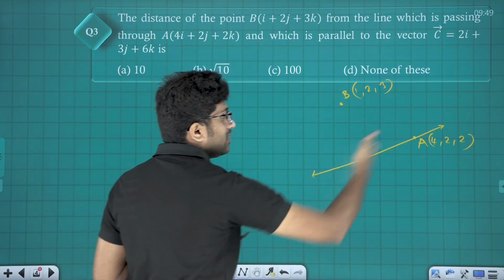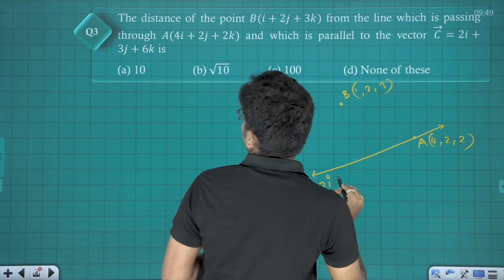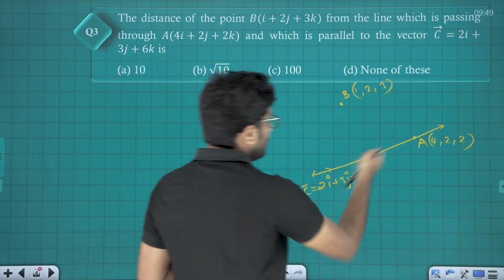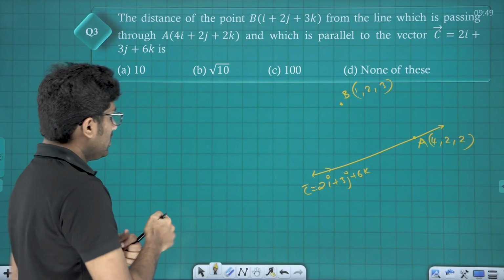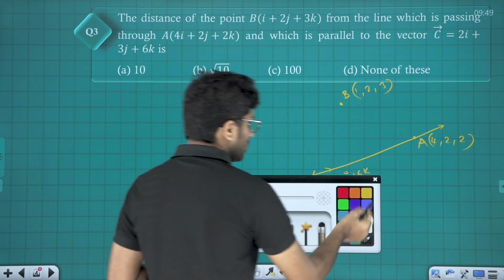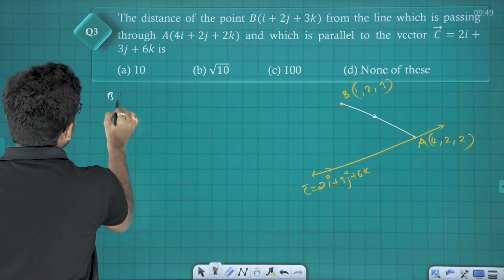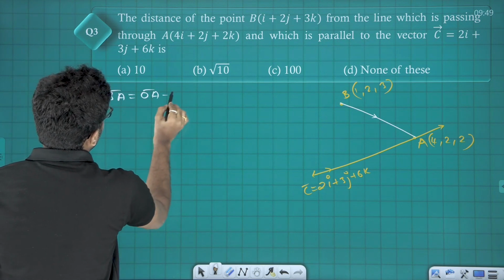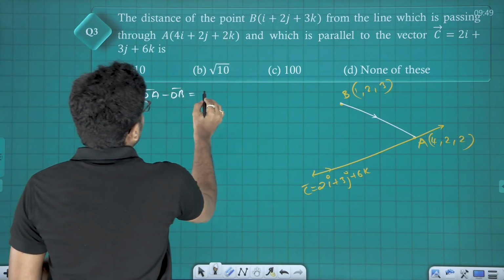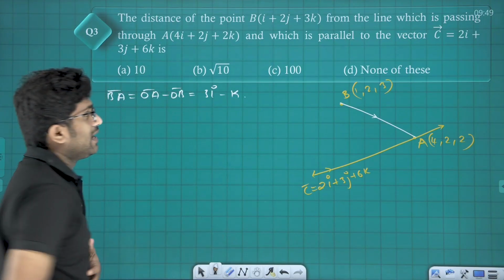2i plus 3j plus 6k. That means they have given the DRs of this line. So this line's direction can be taken as 2i plus 3j plus 6k, friends. Now we'll see one thing. First let's find BA bar. BA bar is equal to OA minus OB. OA minus OB becomes 4 minus 1, 3i, 2j cancel, 2k minus 3k, which is minus k. BA bar we know, friends.